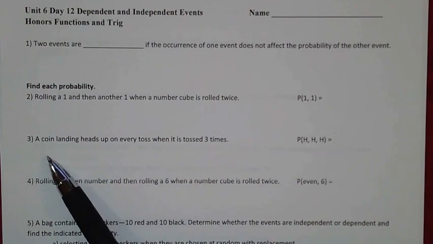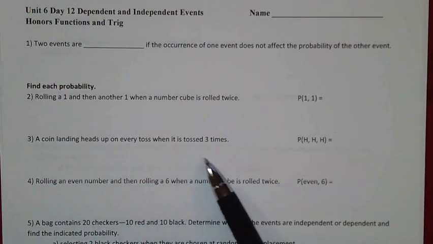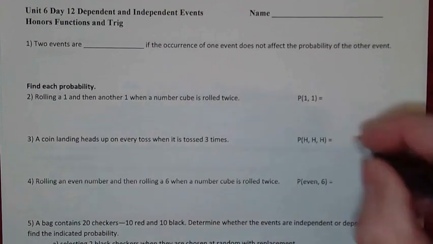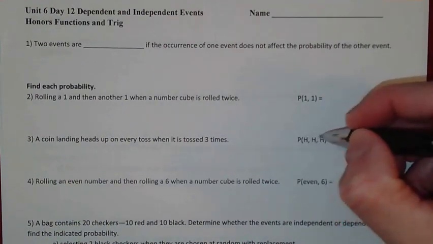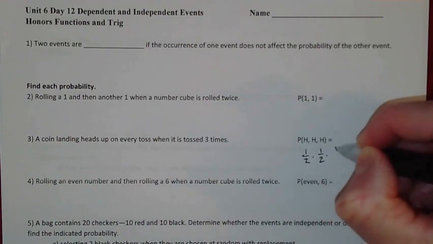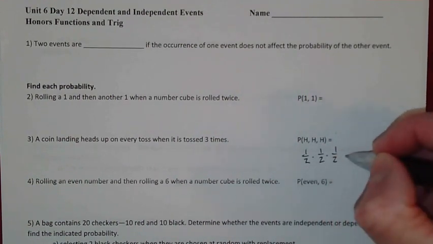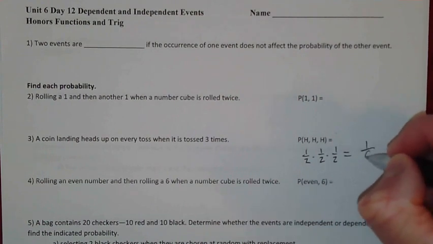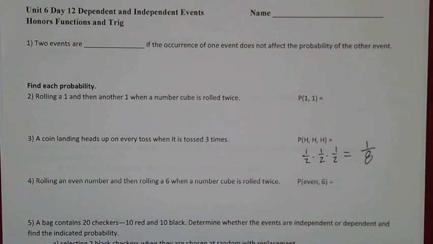Number 3, coin lands heads up on every toss when it is tossed 3 times. These are independent events. Each one resets. Every time you flip a coin, you have a 1 out of 2 probability. So the probability of having heads, then heads, then heads is a half times a half times a half. Each one of those independently is 1/2. So 1 out of every 8 times, you'll end up with 3 heads in a row.